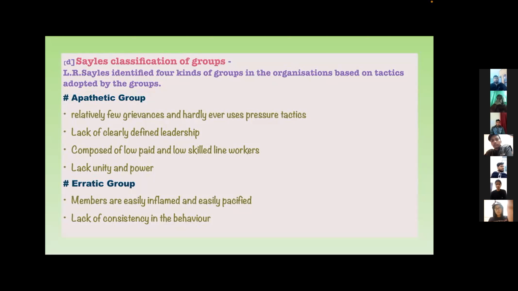The second one is the erratic group. The members of these groups are easily inflamed and easily pacified. There is a lack of consistency in their behavior. They sometimes show antagonism while sometimes they may be cooperative. They show considerable unity. These are mostly semi-skilled workers.